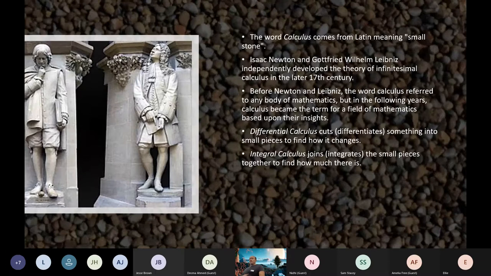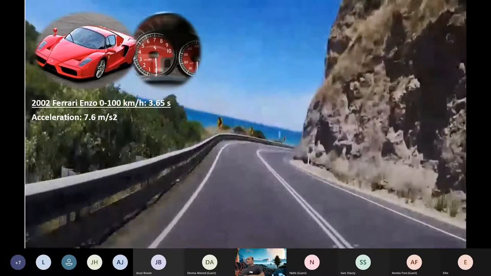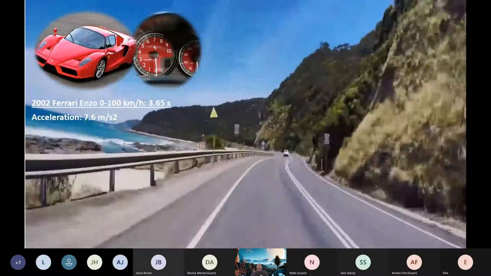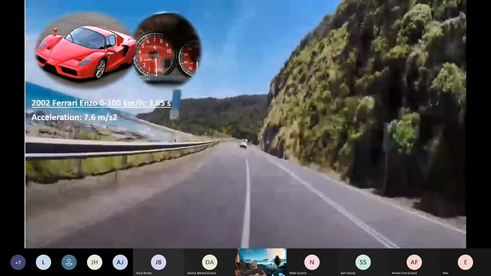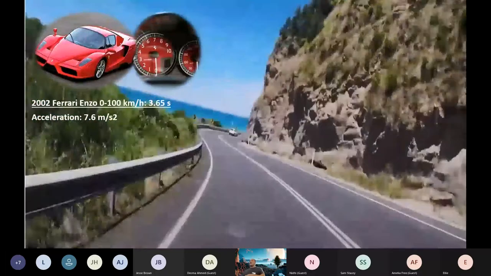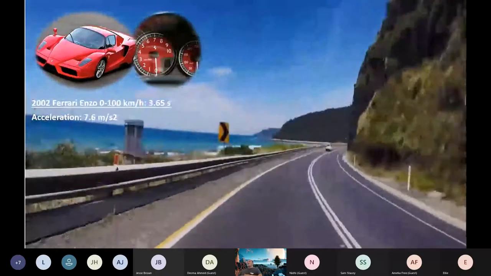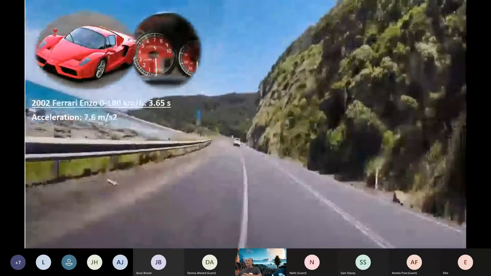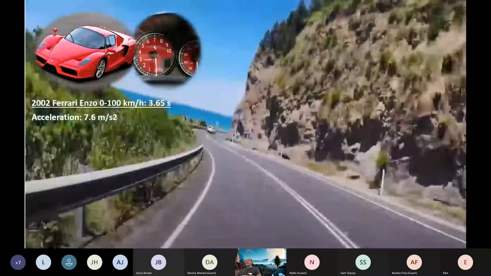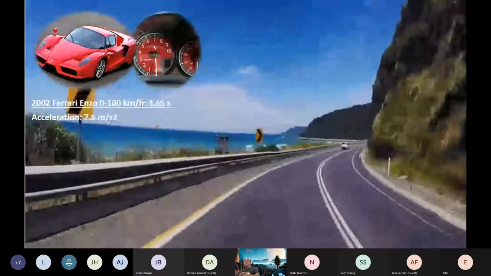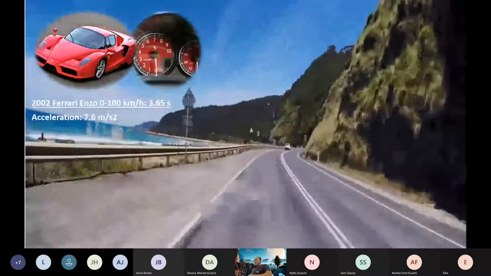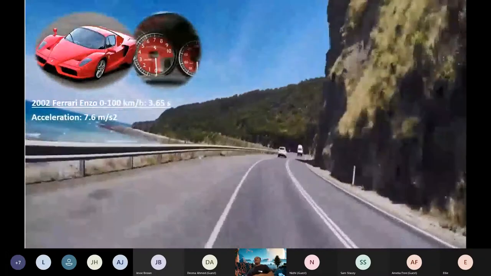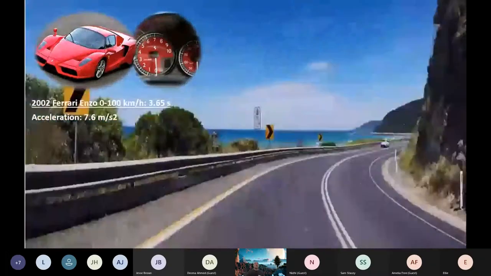Think about an example about changes. Say you rent a Ferrari, maybe you buy it, I don't know, and you spend a day with your friend driving along the Great Ocean Road. We Google the Ferrari, and the official website says the 2002 Ferrari Enzo can accelerate from 0 to 100 kilometers per hour within 3.65 seconds. Very good, right?